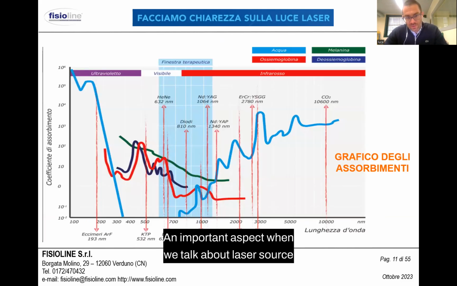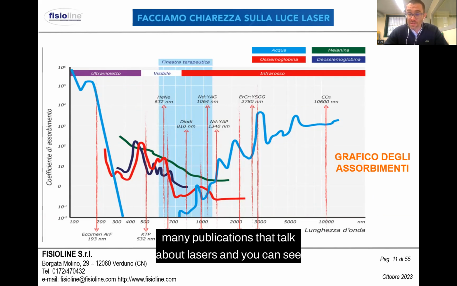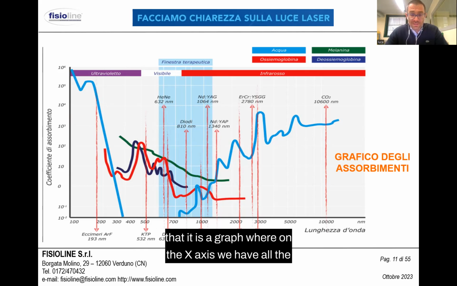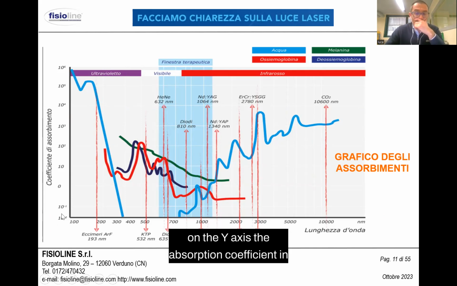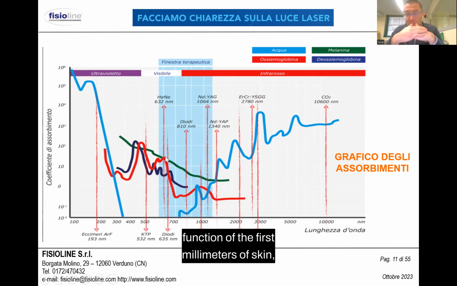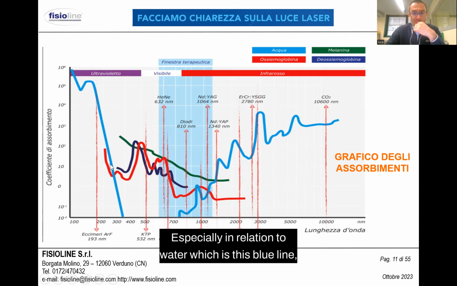An important aspect when we talk about laser source technologies is the absorption graph. This graph is found in many publications that talk about lasers. On the x-axis we have all the various wavelengths of the possible laser sources, and on the y-axis the absorption coefficient as a function of the first millimeters of skin, mainly in relation to what? Especially in relation to water, which is this blue line, oxyhemoglobin, which is this red line, deoxyhemoglobin, which is this dark blue line, and melanin, which is this green line.